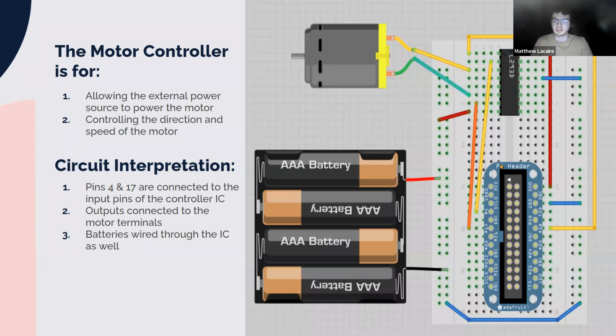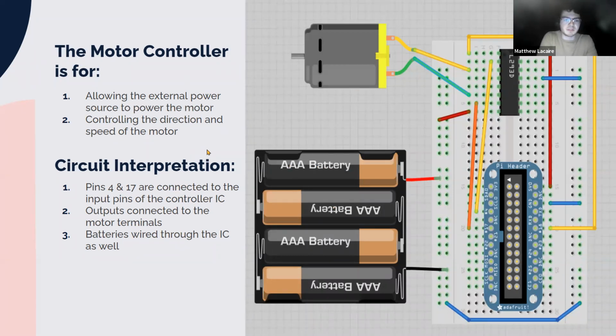So this here is an example of something I found online. This is a simple IC. And we don't need to get too worried about this pi header here. This is just, I assume, some sort of device which is able to connect to the GPIO pins remotely somehow. But you can just imagine this being the Raspberry Pi itself. And then we have ourselves some nice AAA batteries. These are going to run our DC motor. And if you notice, we have pins 4 and 17 connected to the input of the controller IC, and the outputs are connected to the motor terminals. Right?